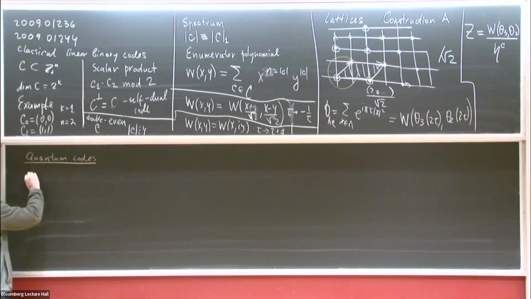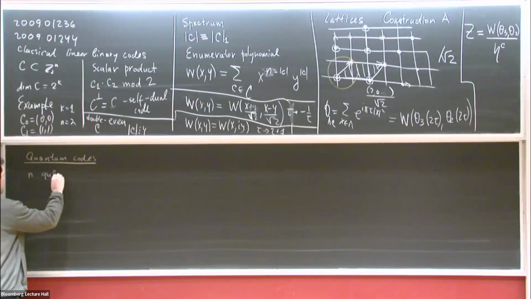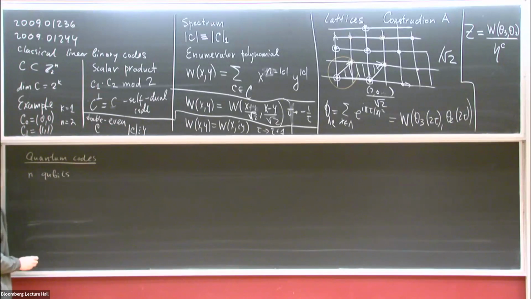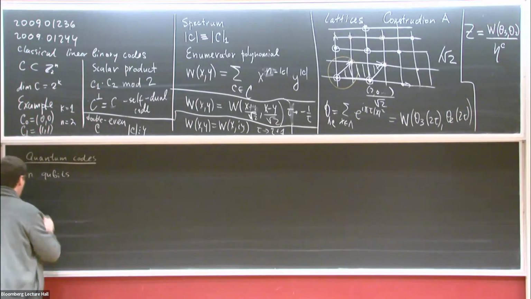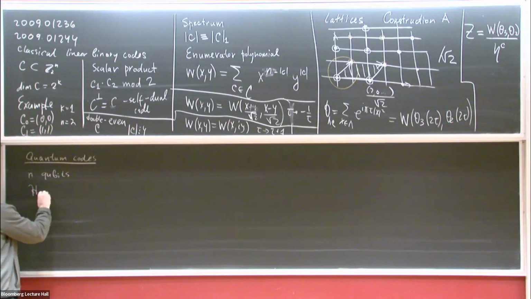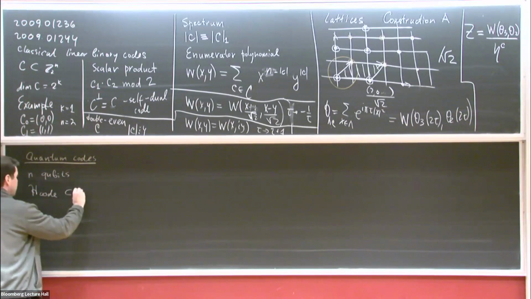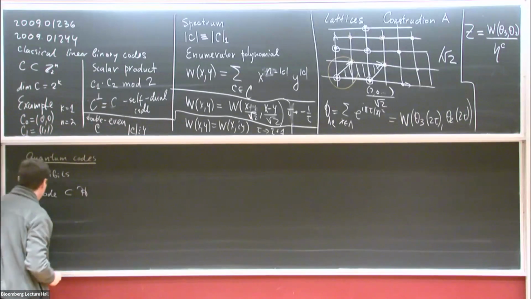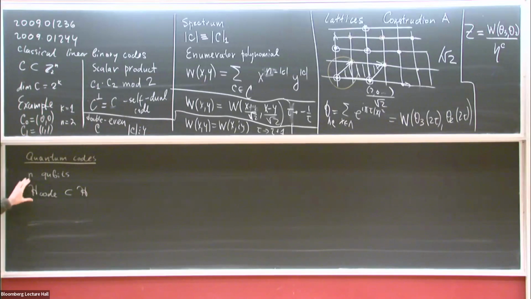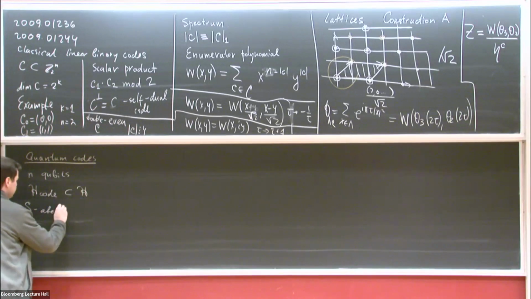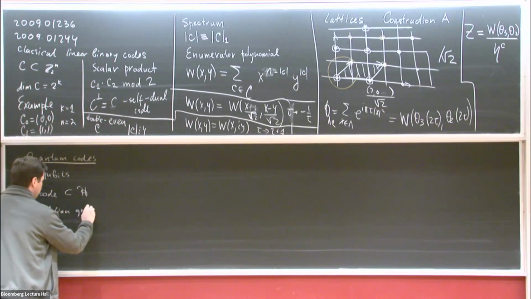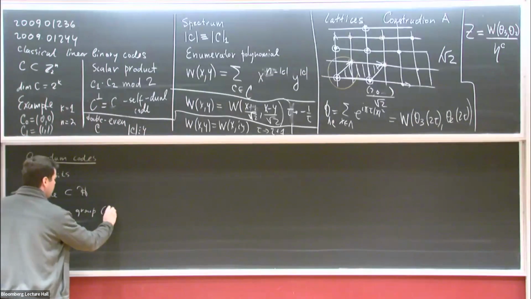I'm discussing n qubits, and then the Hilbert space of those n qubits. And then I will say that the code subspace is some subspace of the Hilbert space of n qubits. And I want to define this code subspace with the help of the following algebraic structure. I want to define an abelian group called the stabilizer group.